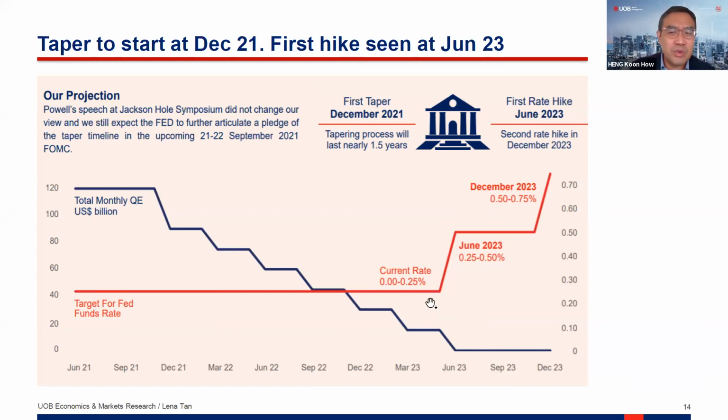Third is, where will rates be by the end of 25? And that's that big uncertainty. We see 2 hikes across 23. Beyond that, it remains to be seen how strong the process of recovery will be for the global economies.